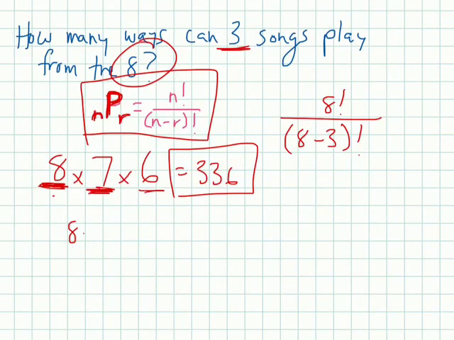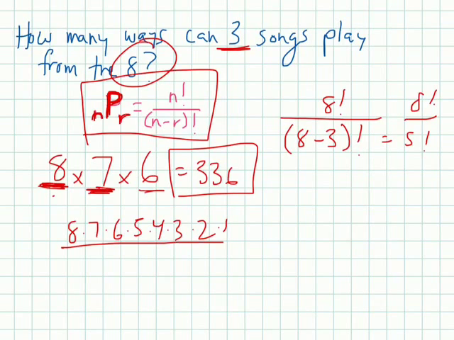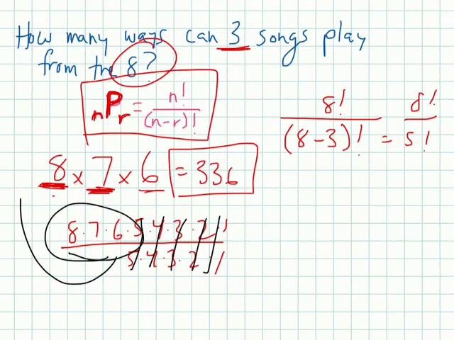So this would mean 8 times 7 times 6 times 5 times 4 times 3 times 2 times 1 over 8 minus 3, which is 5 factorial, right? This bottom here would equal 5 factorial. And that would be 5 times 4 times 3 times 2 times 1. And you can see here that we're able to cancel out 5s, 4s, 3s, 2s, and 1s. And all that's left is this, which is how we get to here.